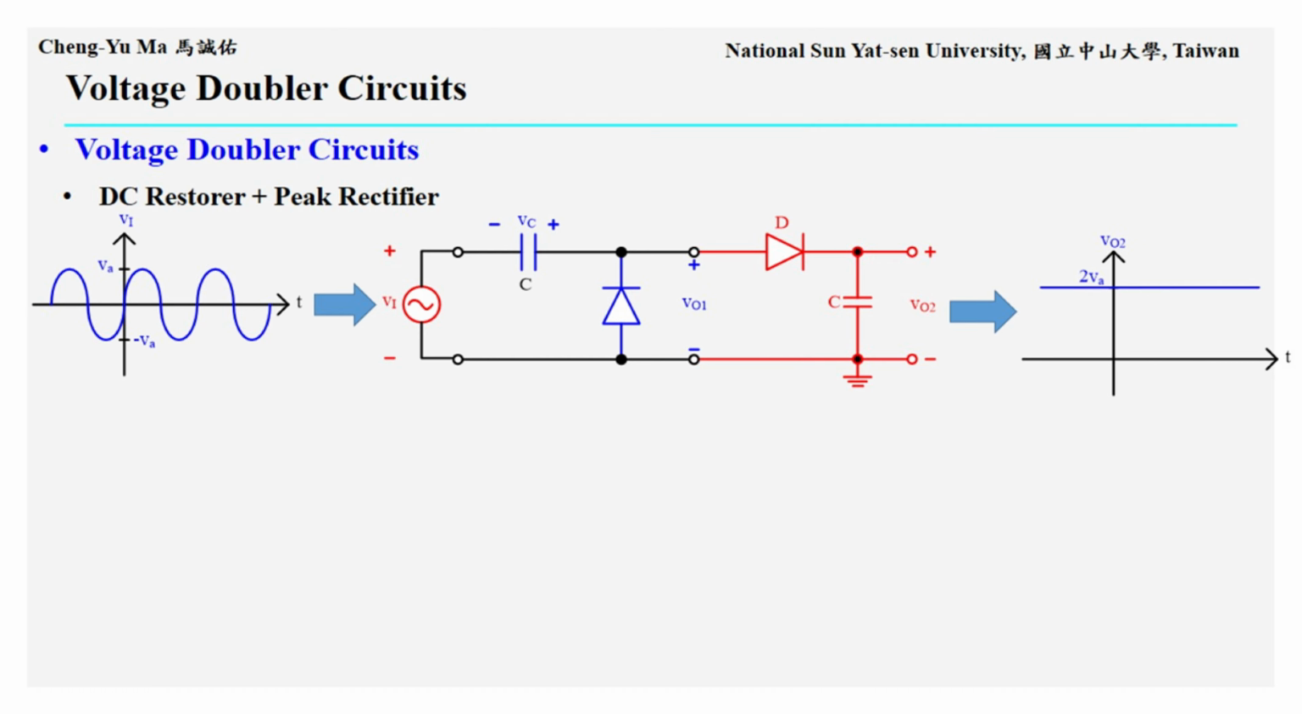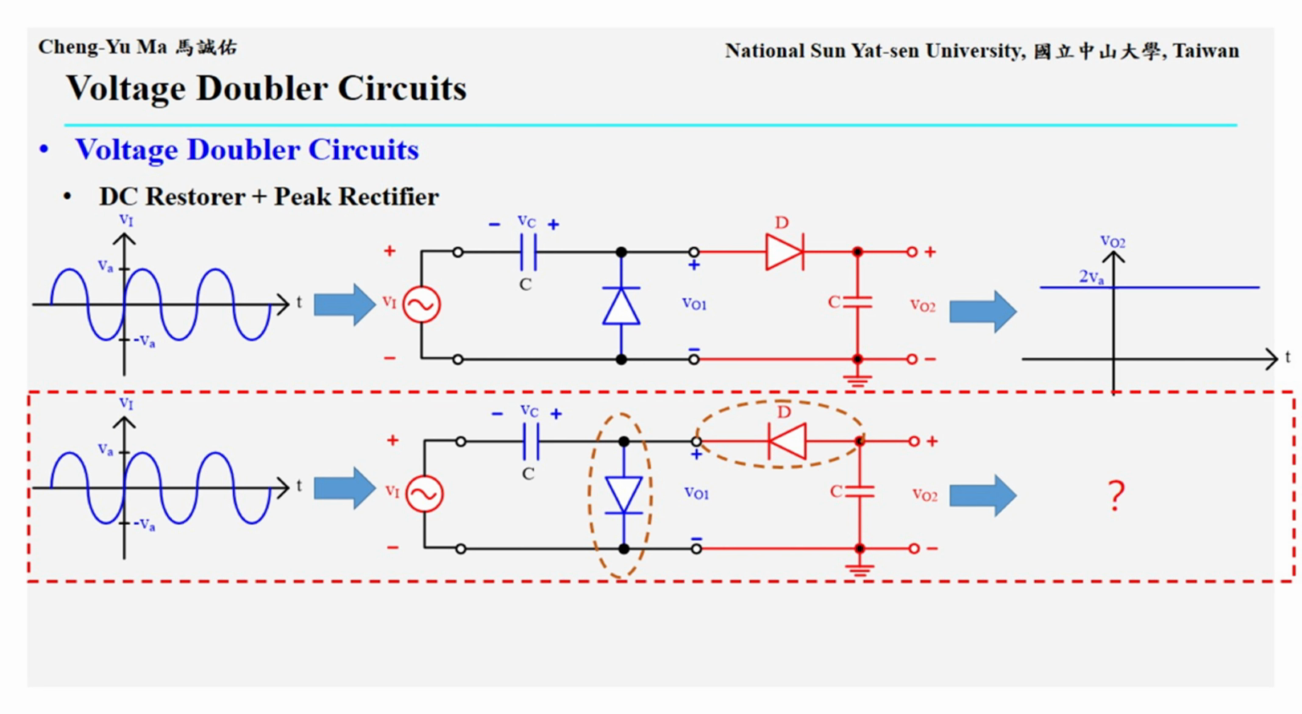Therefore, the upper circuit shown here is the voltage doubler we just introduced. When an AC sinusoidal signal is applied, the circuit produces a positive output voltage that is approximately twice the input amplitude. But what happens if both diode directions are reversed, as shown in the lower circuit? In that case, the DC restorer diode points downward, so the sinusoidal waveform is shifted toward the negative direction. The output of the DC restorer, VO1, becomes an entirely negative waveform. Its most negative value is negative 2 times VA, and its most positive value is 0 volts.